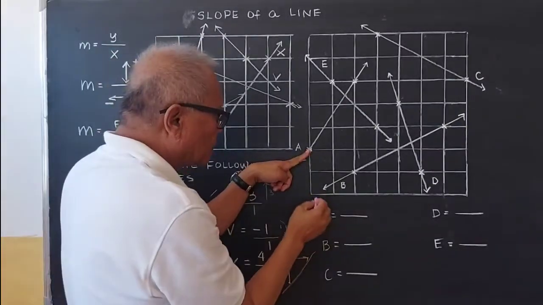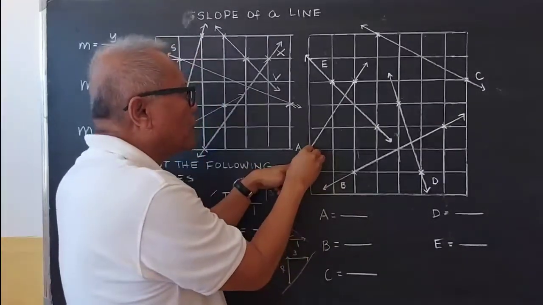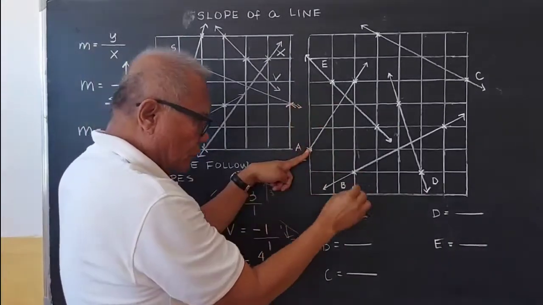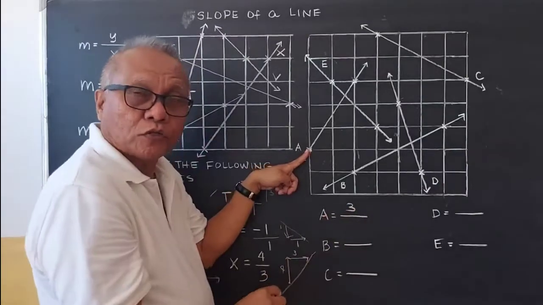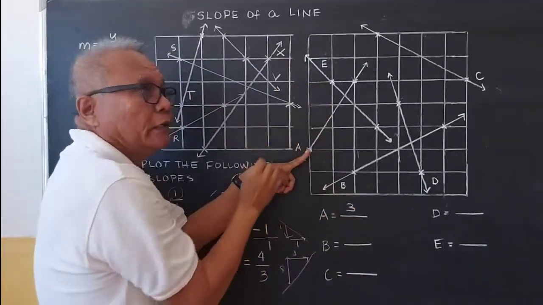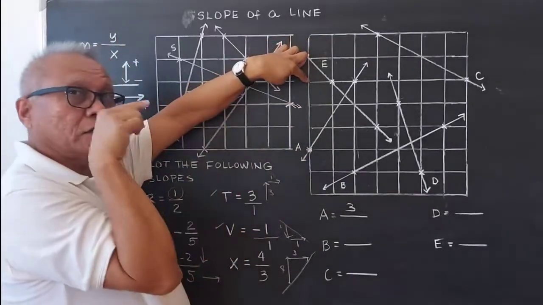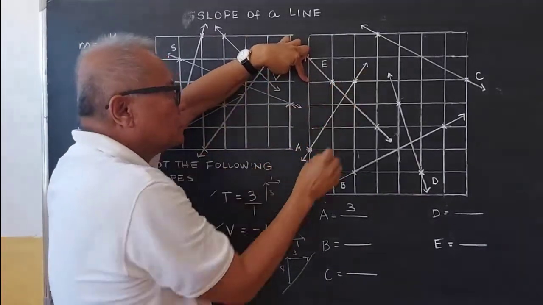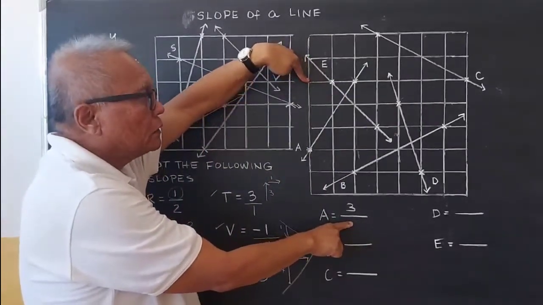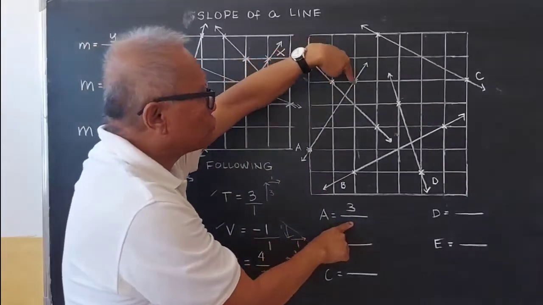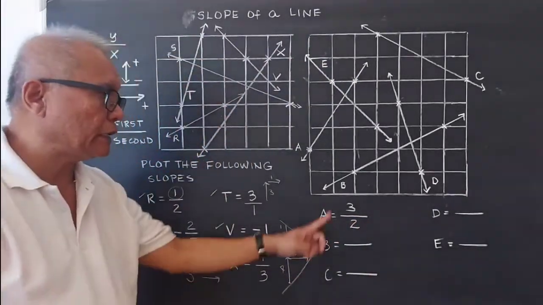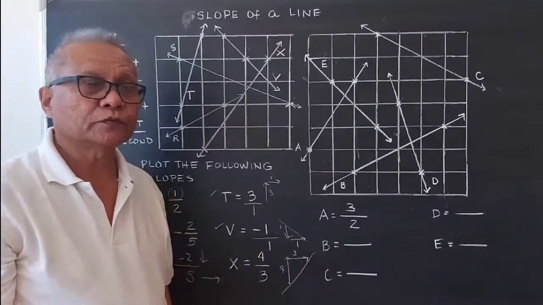Let's have the first one. From here, we'll go up. 1, 2, 3. So you write here the 3. Positive. Okay, because it's going up. 1, 2, 3. Now we are here. Now we go to the right, to that point. If that is going to the right, it's positive also, right? Okay. 1 and 2. So we have 2, and our slope for line A is 3 over 2.